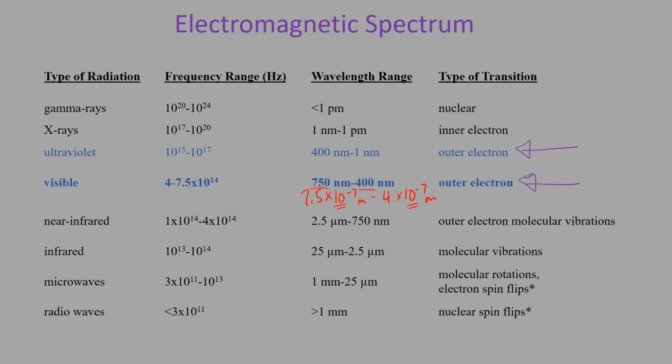And then you should be able to convert between nanometers and meters very quickly. So there's 1 times 10 to the 9th nanometers in 1 meter. Okay, so a billion. There's a billion nanometers in a meter.